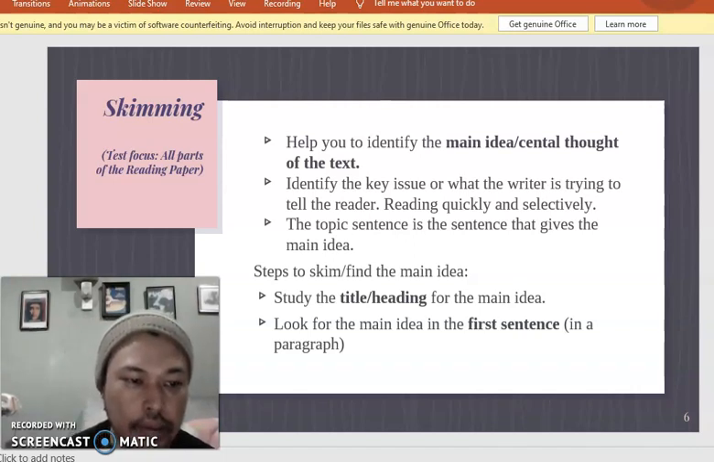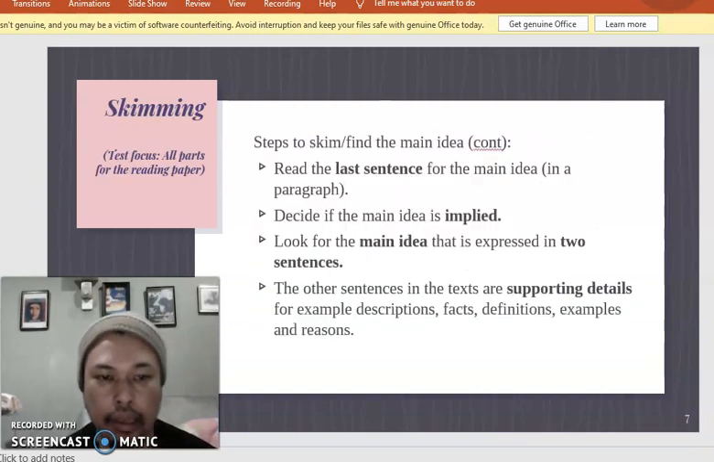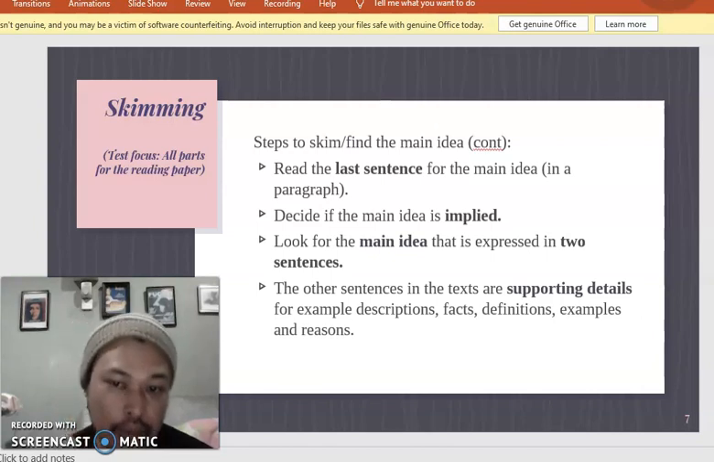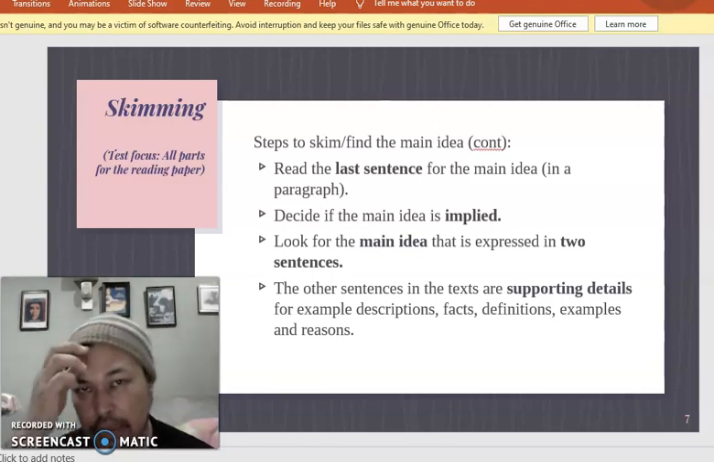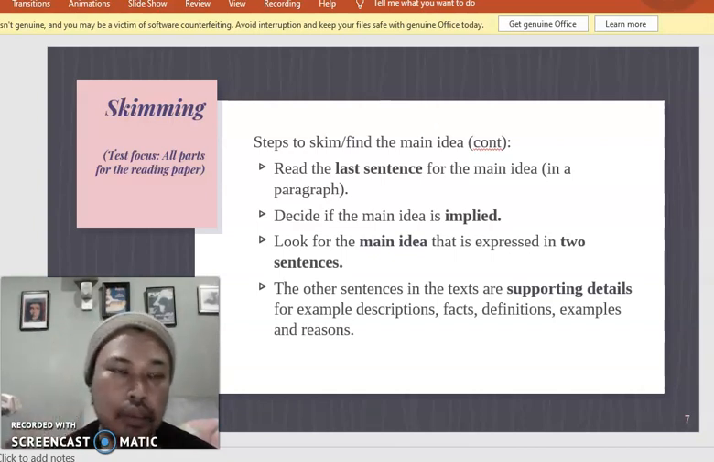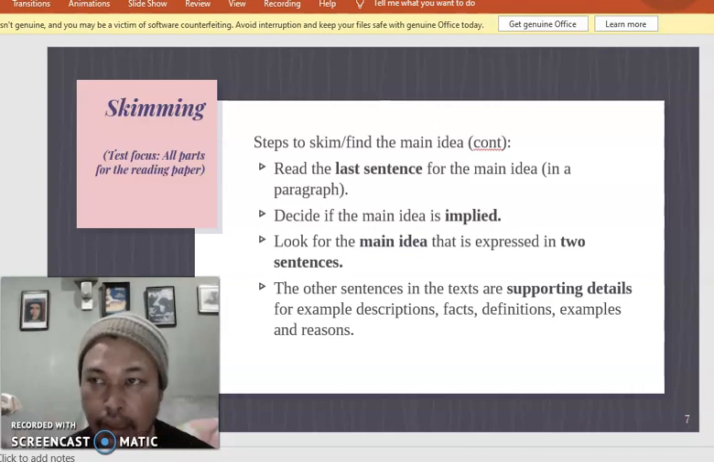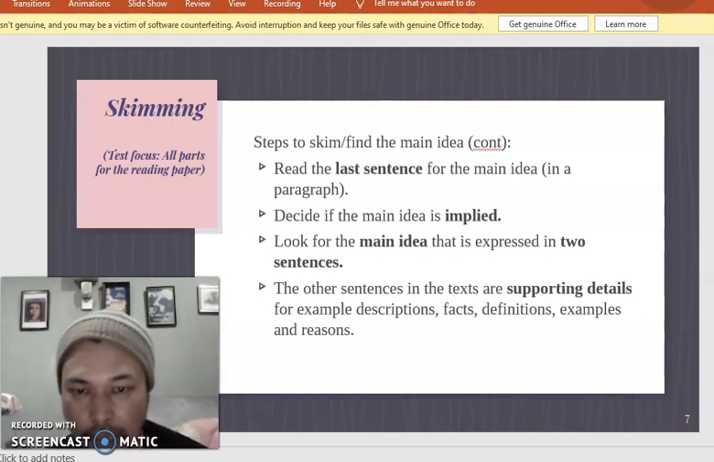Now, skimming also has steps to find the main idea. Read the last sentence for the main idea in a paragraph. Decide if the main idea is implied. The last sentence also usually tells you certain information. That's why this is very important when you're writing. There will always be some sort of conclusion in the paragraph. Sometimes the paragraph tells you one thing and it is concluded with the mood, the emotion, or what the writer is trying to imply.